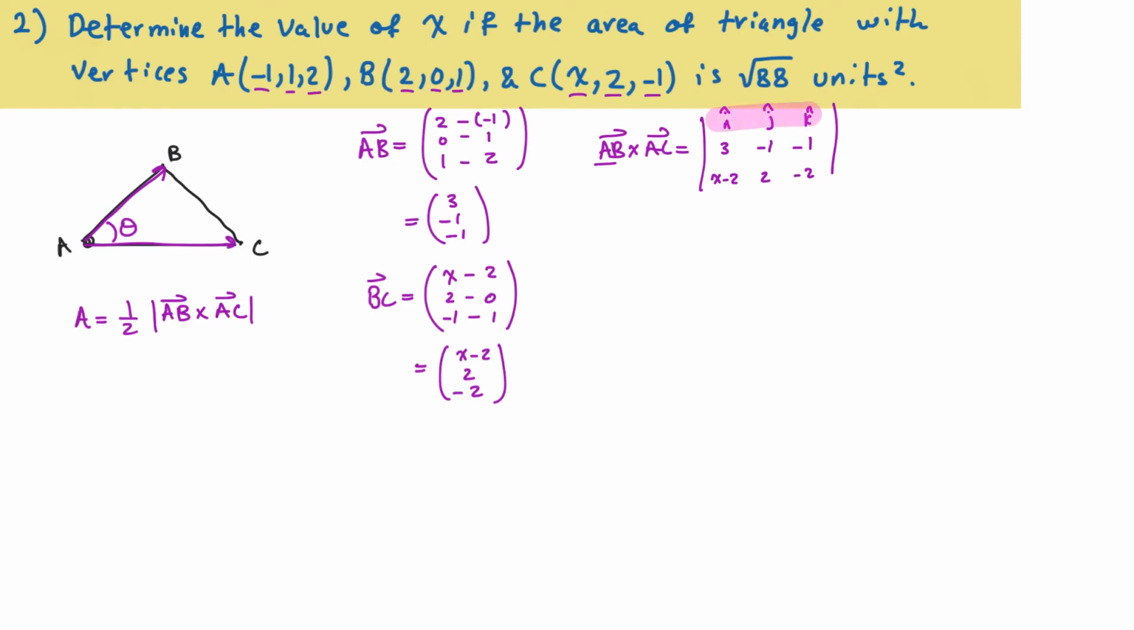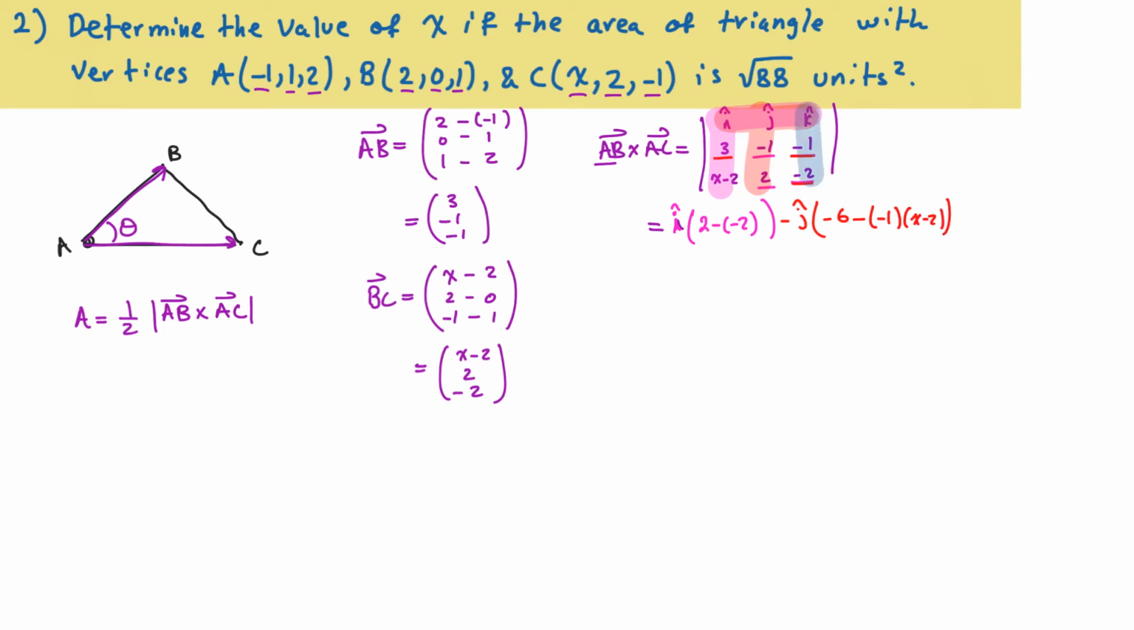To find this, we're going to cover this column and this row, and this is going to equal the I component. I'll use pink. We're going to multiply these two: -1 times -2 will give us +2, minus these two: 2 times -1 is -2. That's going to be my x component. For the y component, I am going to cover these two, and I am going to multiply these two together. I'm going to get minus j, 3 times -2 is -6, and I'm going to subtract that by -1 times x minus 2.